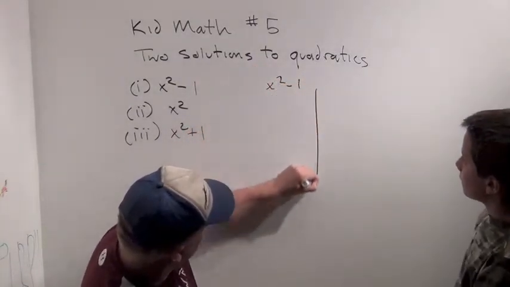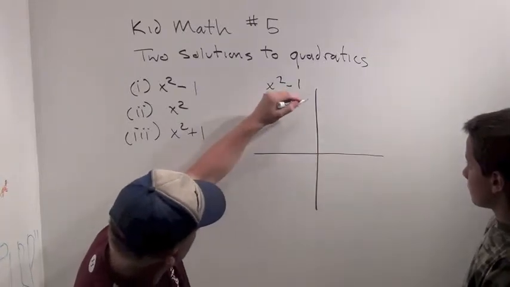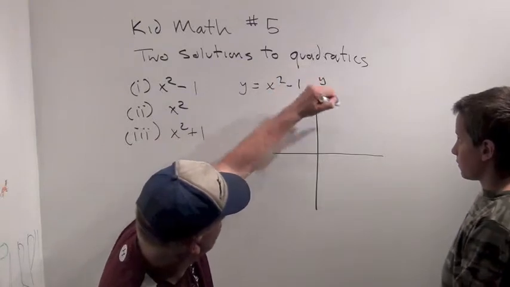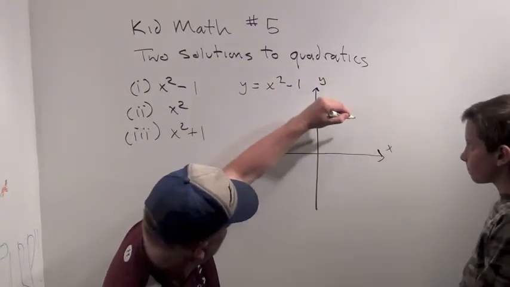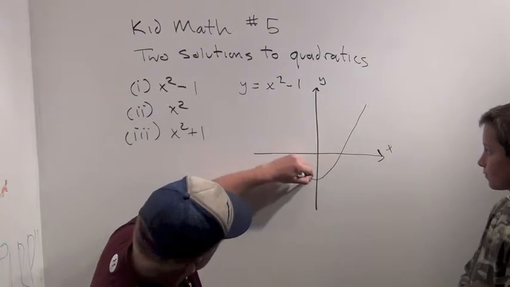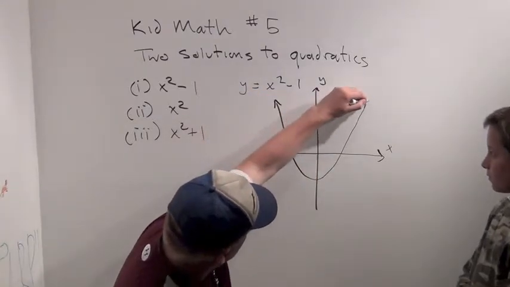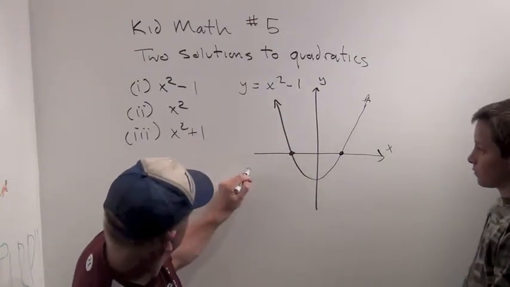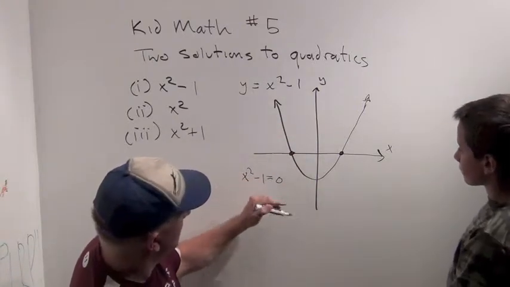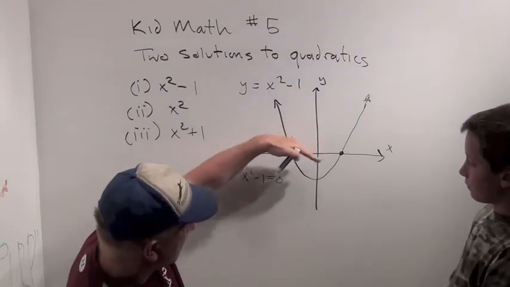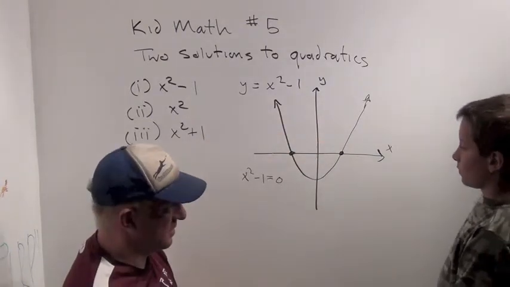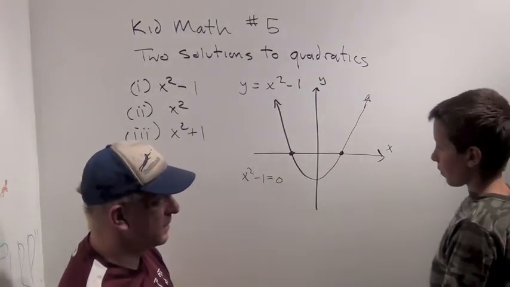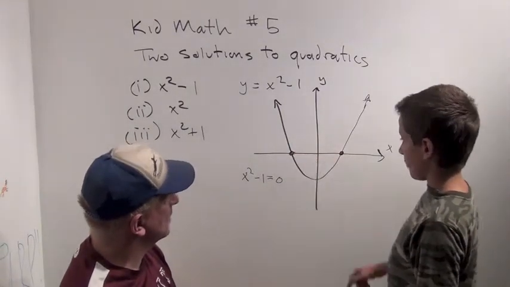And I mentioned to you that one thing we can do is look at some graphs. Like if we looked at a graph of y equals x squared minus 1, this is the y-axis and this is the x-axis. And this is going to look like this. And when we look at the zeros, x squared minus 1 equals 0, that's where the graph crosses the x-axis. 1 and negative 1 in this case.